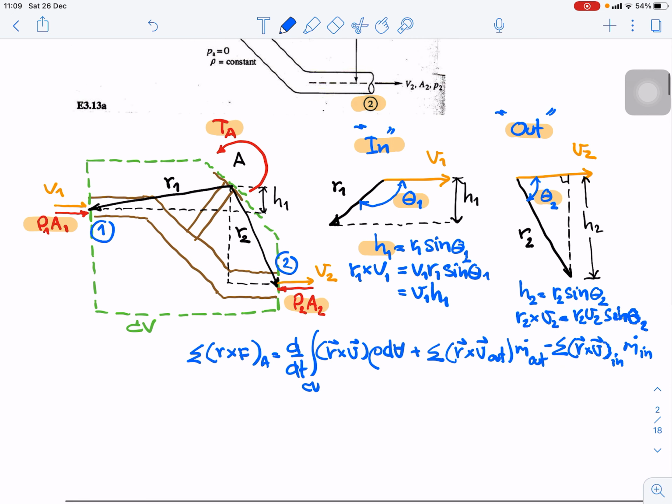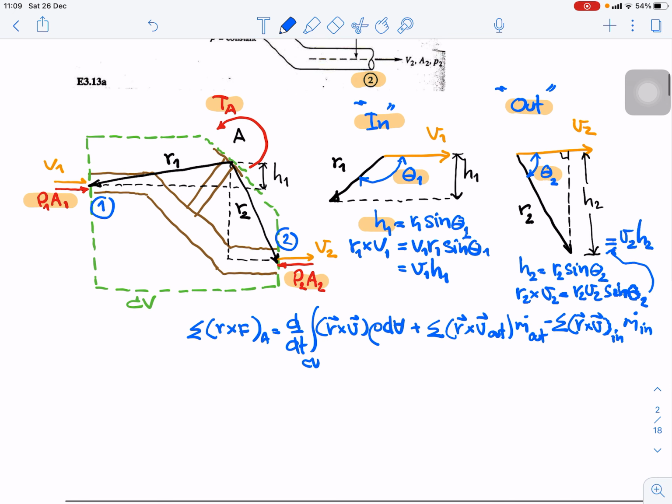So we can write that R2 cross V2 is equal to V2 H2.